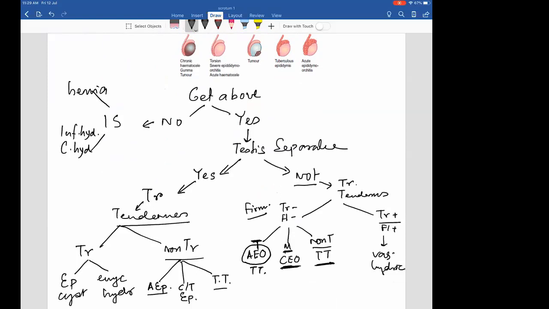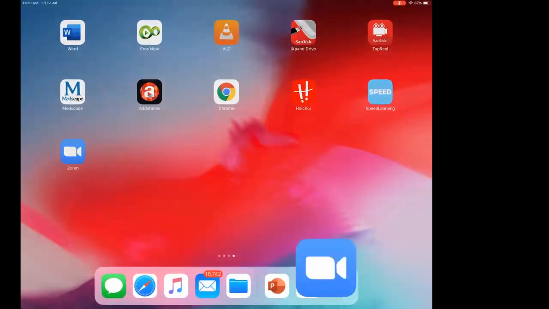So this is your whole algorithm for the class, and this finishes your topic of testicular swellings. We now return with the next class on hydrocele, and the next class is thus on hydrocele.